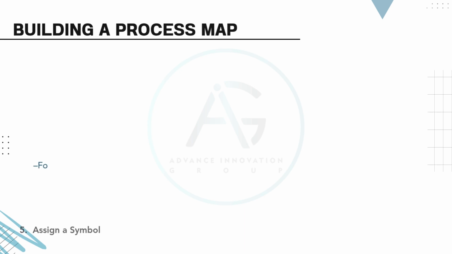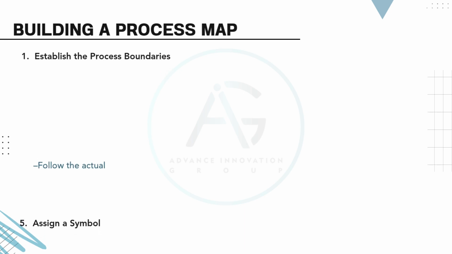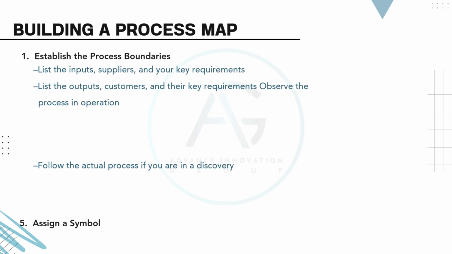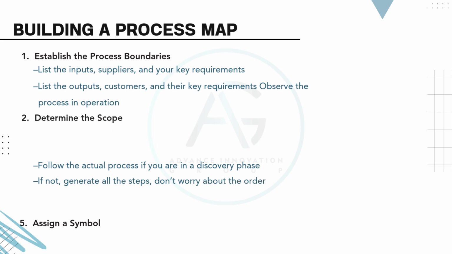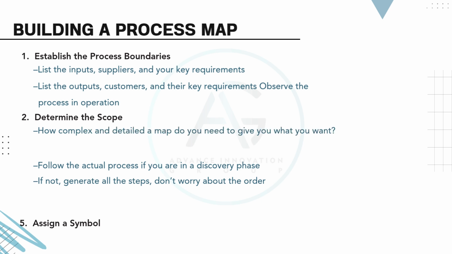Building a process map. 1. Establish the process boundaries. List the inputs, suppliers, and your key requirements. List the outputs, customers, and their key requirements. Observe the process in operation. 2. Determine the scope. How complex and detailed a map do you need to give you what you want?